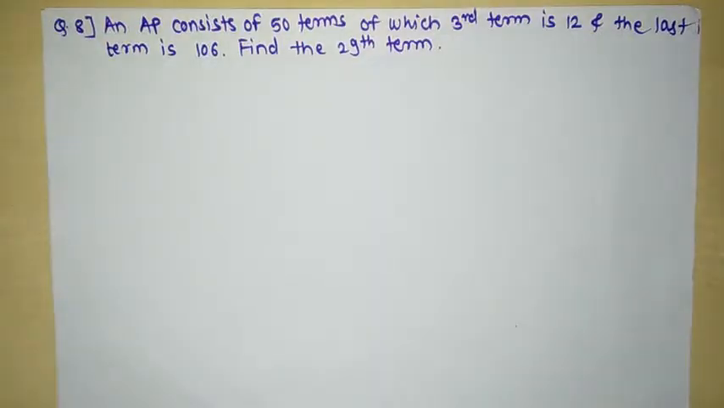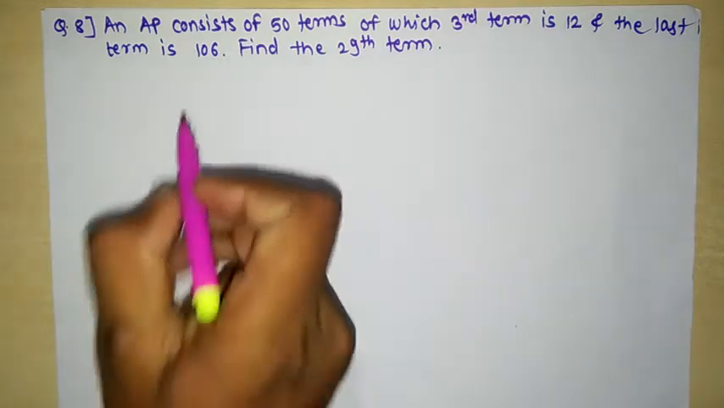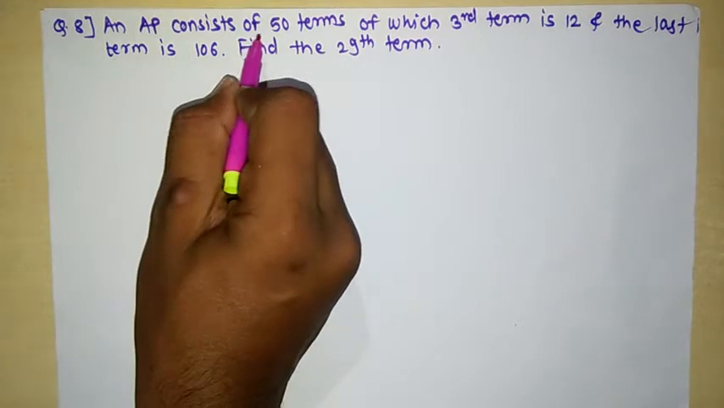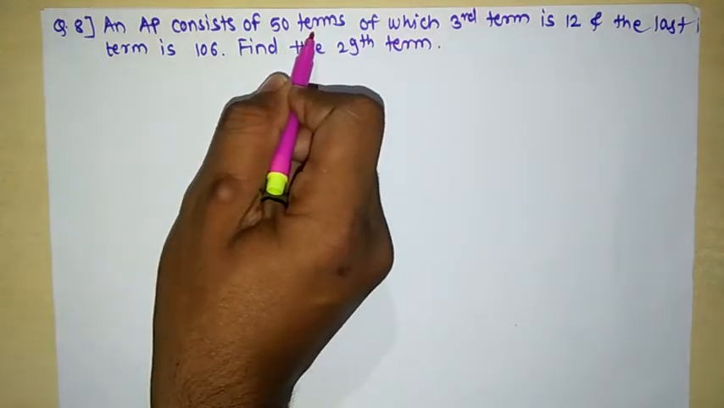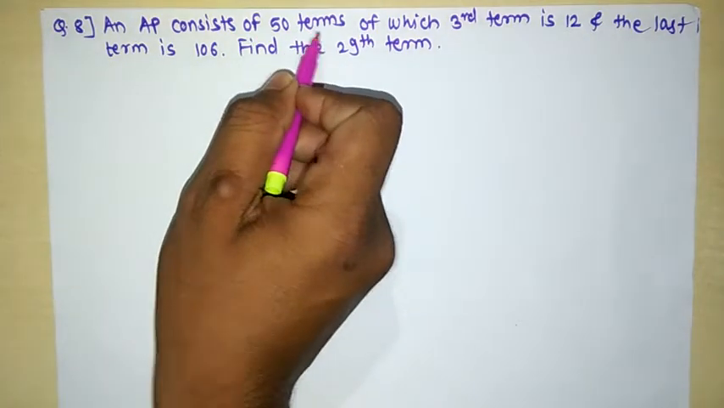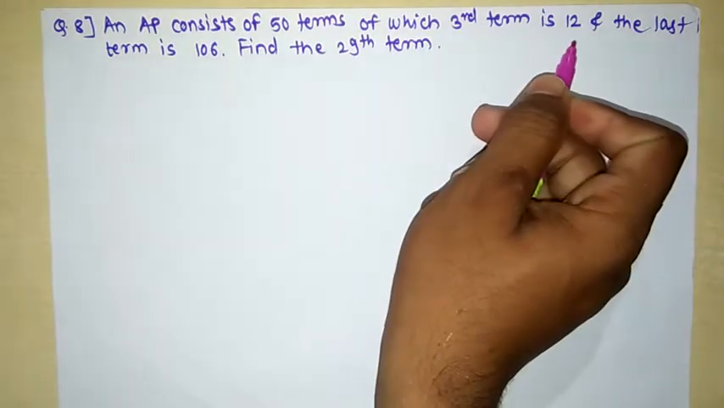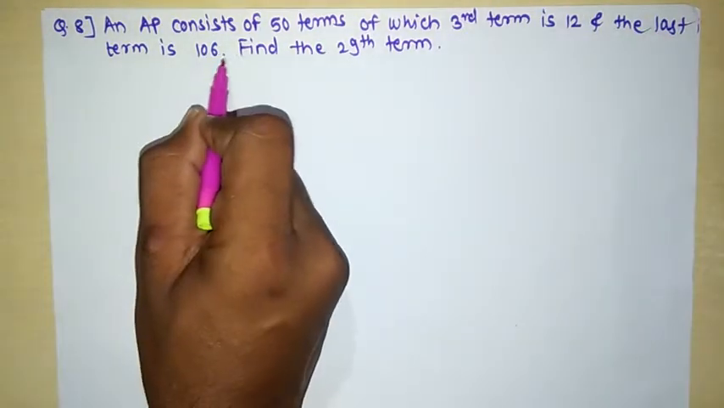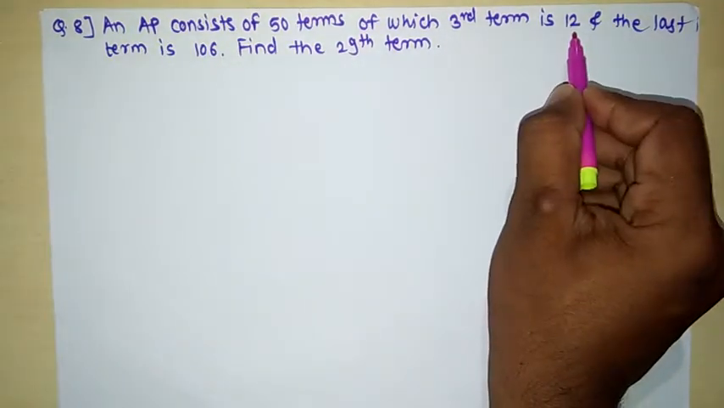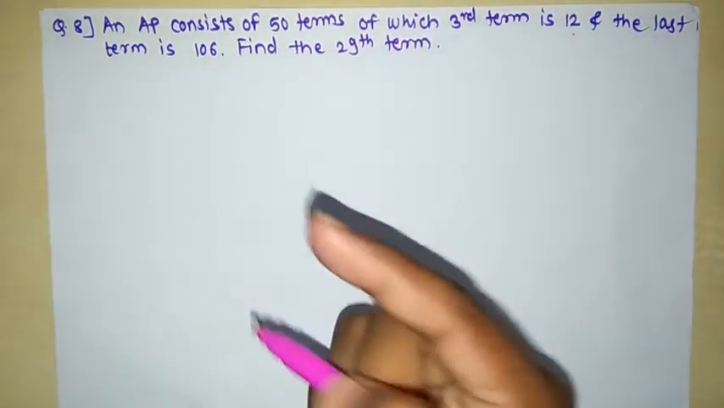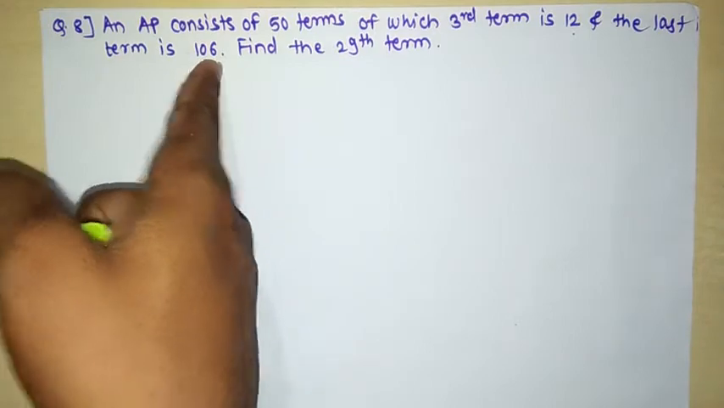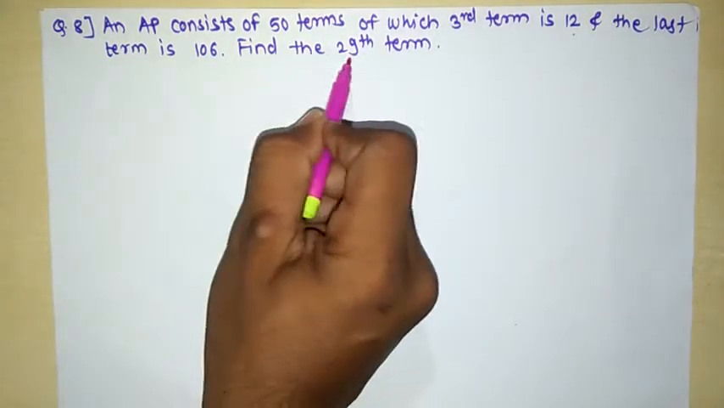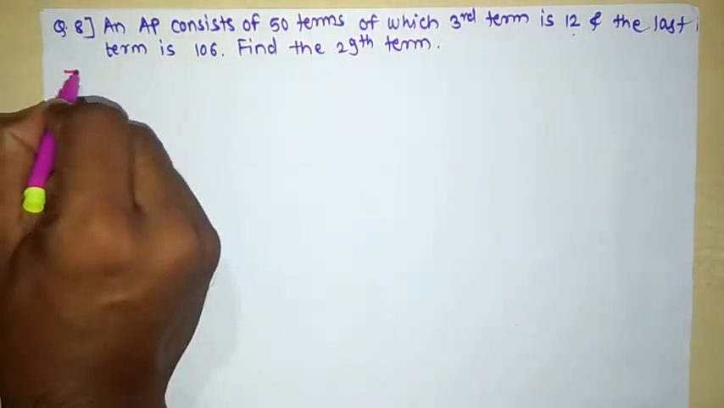Now we will see question number 8. In question number 8, what is given? An AP consists of 50 terms, of which the third term is 12 and the last term is 106. The last term means the 50th term is 106. Find the 29th term. Here we have to find the 29th term.